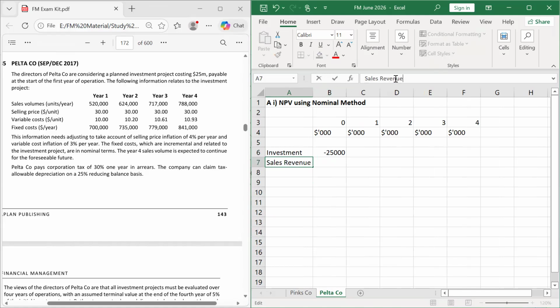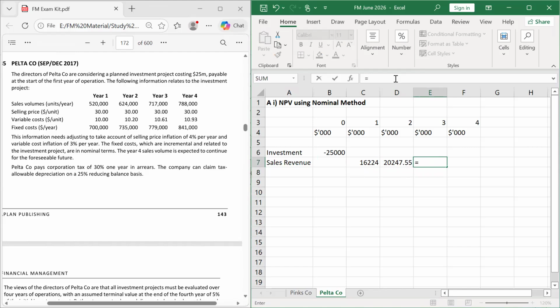So let's start calculating the sales revenue for year one. The sales volume was 520,000 units, and because we are doing the workings in triple zero, I'm going to write 520 multiplied by selling price of 30, and you have to inflate the selling price by 4% each year, so I multiply that with 1.04. That is the sales revenue for year one. Let's move on to year two: 624 times 30 times 1.04 power 2. This gives me the sales revenue for year 2.